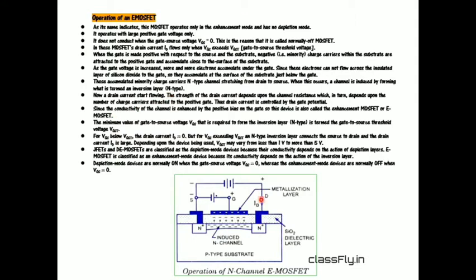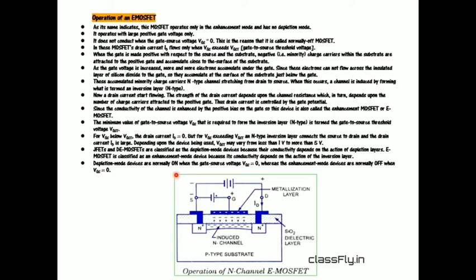The strength of the drain current will depend on the channel's resistance, which in turn depends upon the number of charges attracted to this positive gate. Thus, drain current is controlled by the gate's potential. Since the conductivity of this channel is enhanced by the positive bias on the gate, when the gate is positive and the source is negative, it is working in enhancement mode. That's why it is EMOSFET.